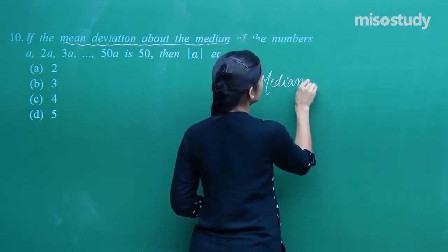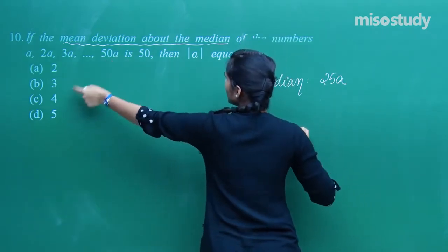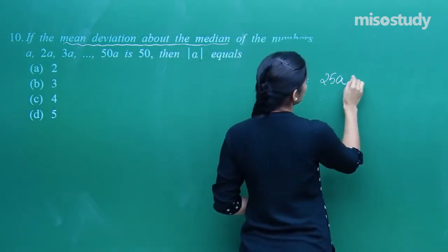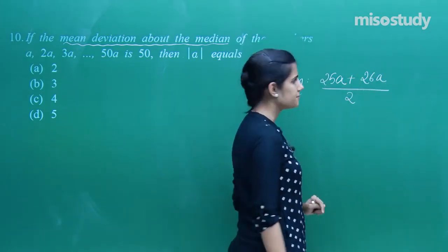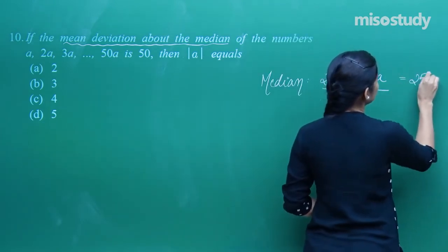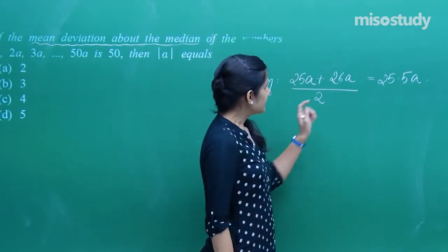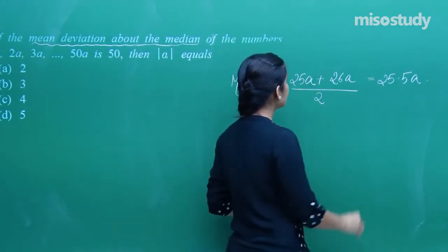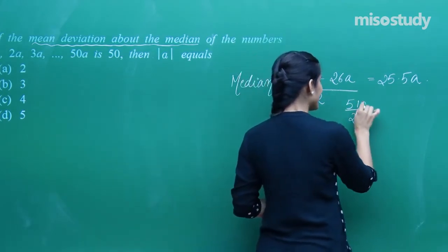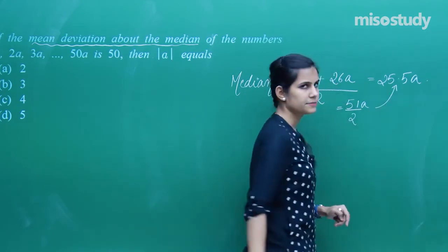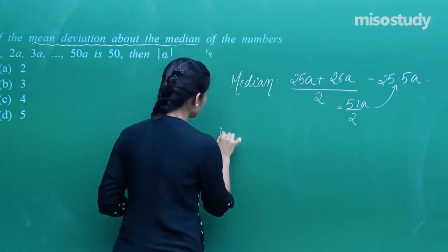Median is what? The 25th term will be 25a, you can see from the data. The 50th term is 50a, the 3rd term is 3a, the 25th term is 25a, the 26th term is 26a. Calculate their average mean. This is going to give you 25.5a. Okay? This is what you're going to get. Why? Because 25 plus 26 is 51, you get 51 by 2. And 51a by 2 is actually giving you this. Fine.